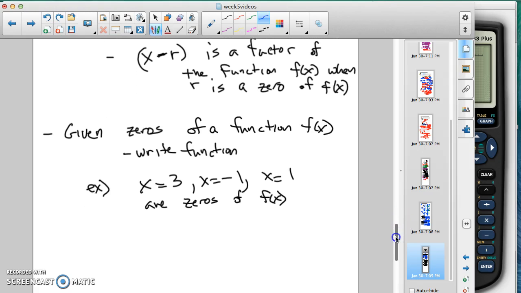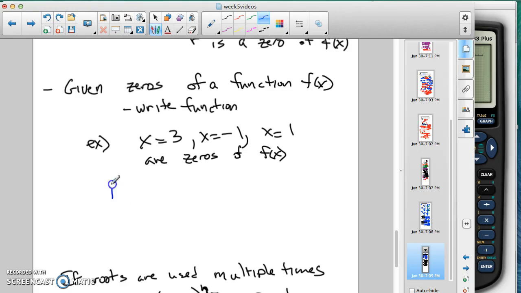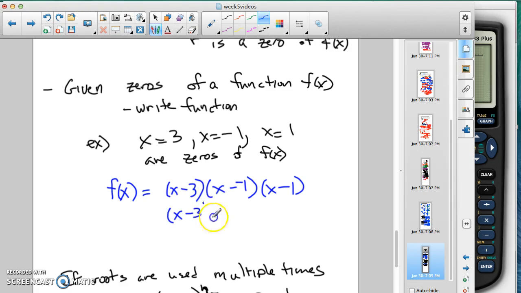All right, so we're going to work our way backwards. This is just working our way backwards from factoring. So our function is going to be, in this case, x minus 3 for this 0, x minus negative 1, and x minus 1 for those 3 zeros. So this one's going to be x minus 3, x plus 1, and x minus 1.